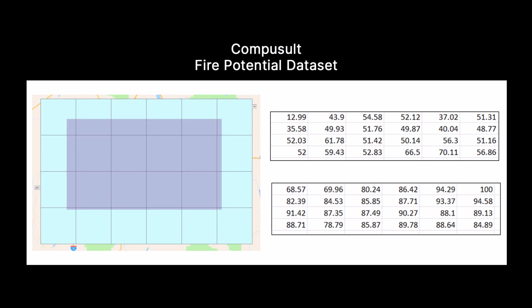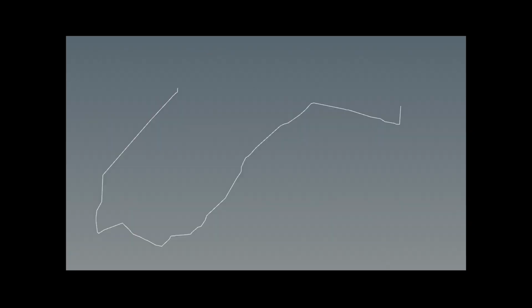Through Compusalt's APIs, we collected a fire potential dataset and converted it into geometry. The right-hand side of this image represents an example fire potential dataset for 2 different dates. Fire potential values range from 1 to 100, where 1 represents the lowest fire potential and 100 represents the highest. Next, these 3 sets of data were converted into 3D geometry to be placed on our digital site twin.